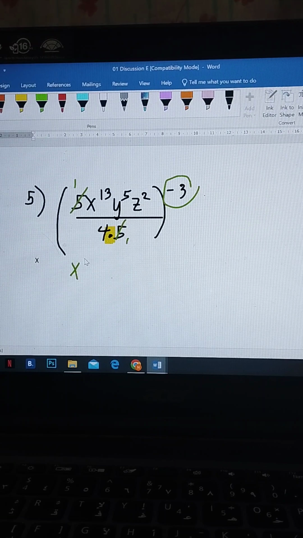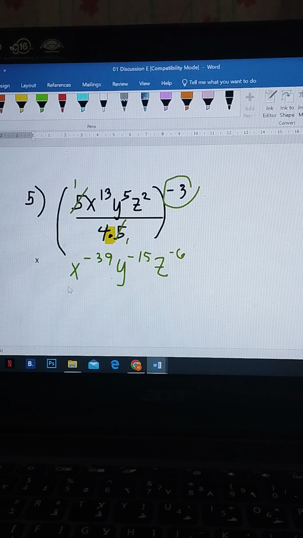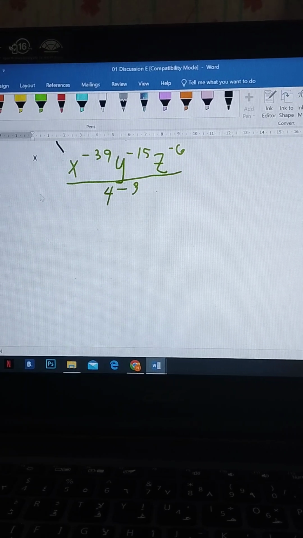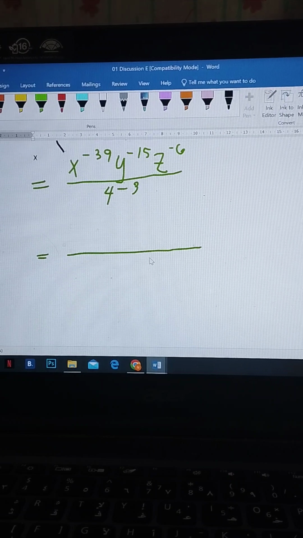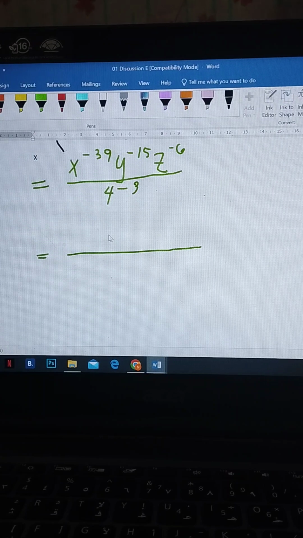x raised to negative 39, y raised to negative 15, z raised to negative 6, all over 4 raised to negative 3. Now, since all the exponents are negative, we just simply get the reciprocal, resulting to interchanging the numerator and the denominator, then change all the sign from negative to positive.